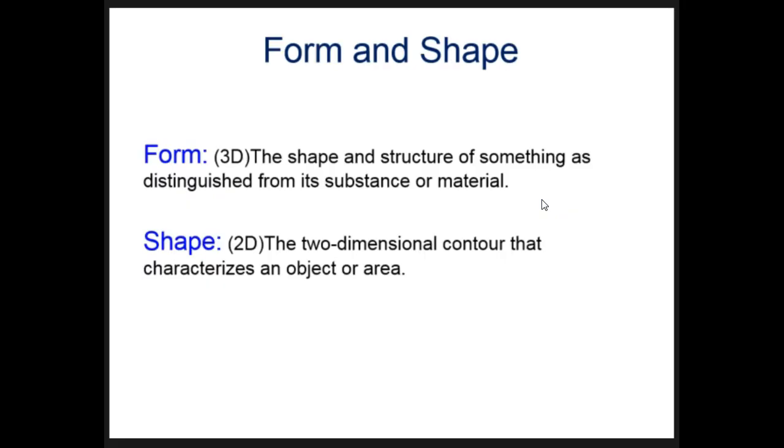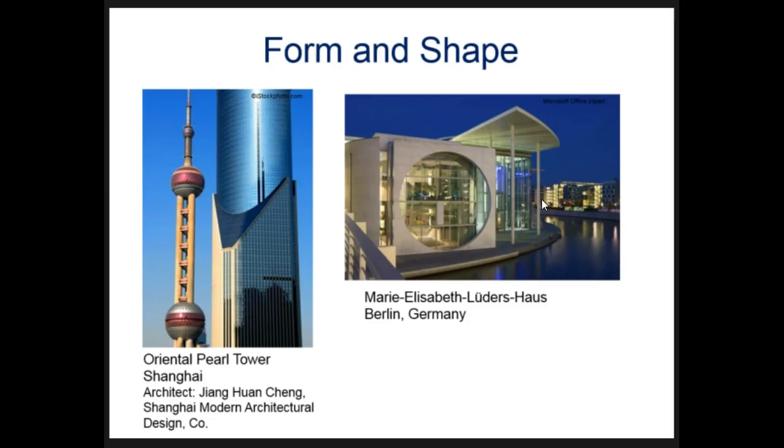Form and shape were listed together as one of our elements, and basically the most important thing to remember is that shape is 2D and form is 3D. That's the main difference here. But we see often 2D and 3D shapes intermingled within the same design. Here we're seeing forms in these spheres, while here we're seeing the shape of the circle. Because all of our buildings are in 3D, we'll see both of these intermingled. That's why they've put it together.